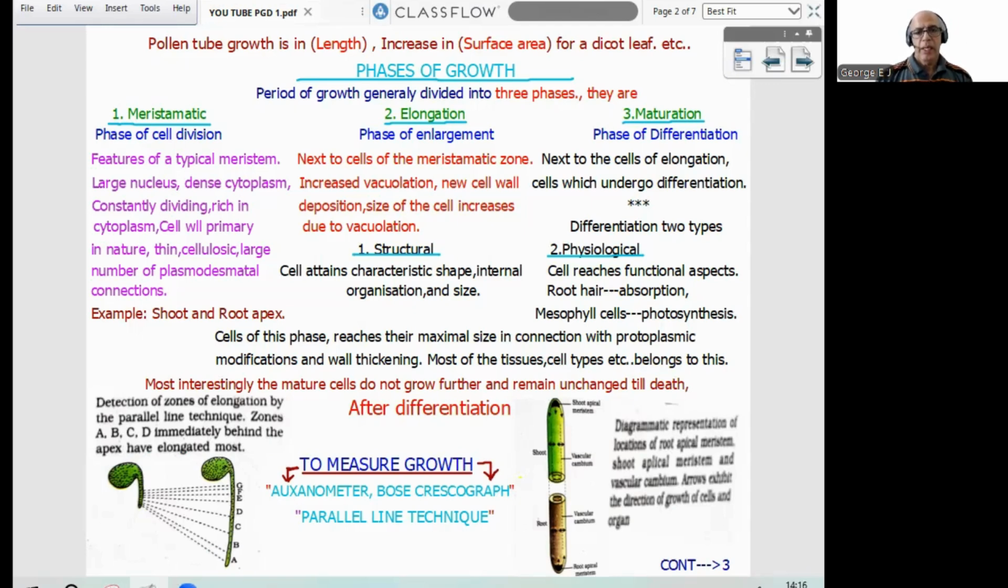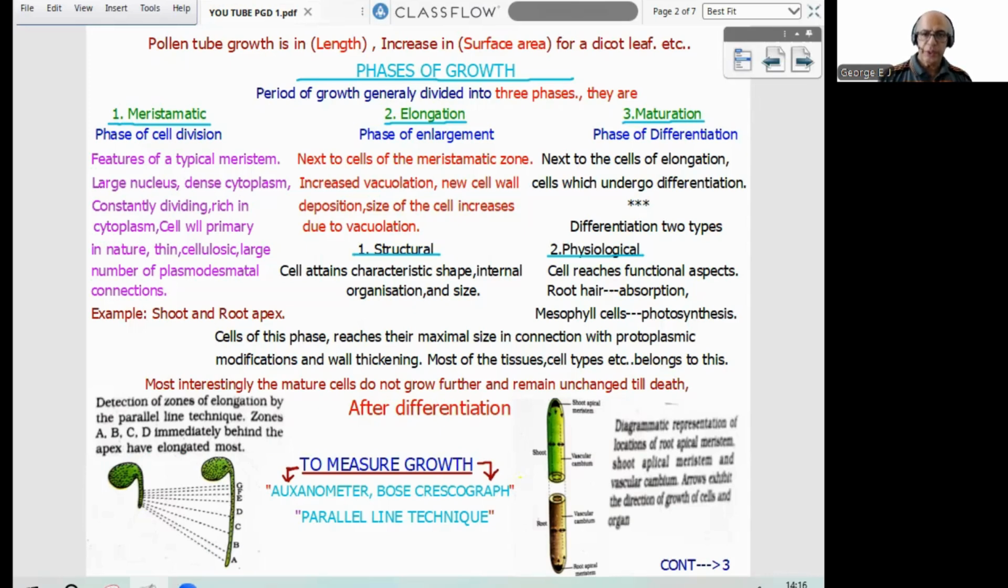Second area is the elongation, or phase of enlargement. That is just above the meristematic zone, where we can find increased vacuolation, new cell wall deposition, and the size of the cell will increase, and that may be due to vacuolation. And the third phase is the phase of maturation, or phase of differentiation. Above the phase of enlargement, or phase of elongation, we can find the maturation phase, where cells will undergo differentiation. And two types of differentiation we can find. One is structural, one is physiological.